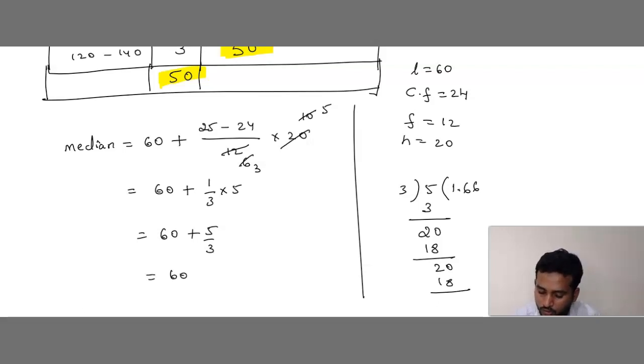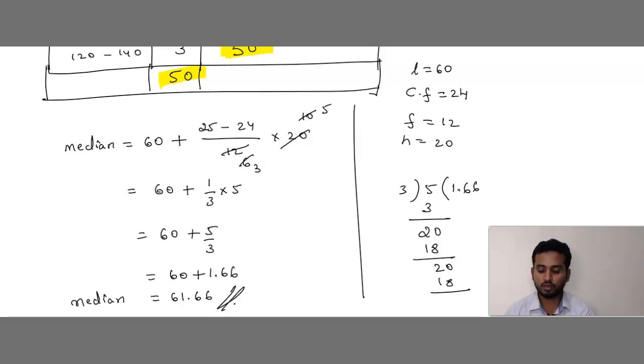So what you can do, 60 plus 1.66. That's nothing but 61.66, which is the median. I hope you have understood how to find median. So the value of median is 61.66. I hope you all have understood how to calculate.